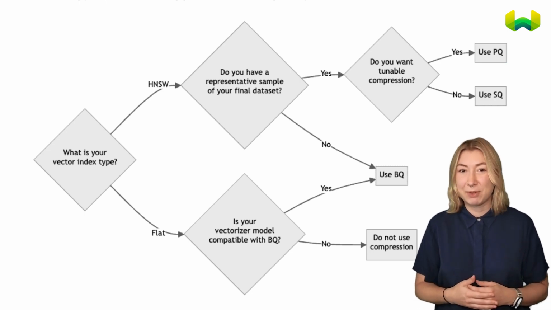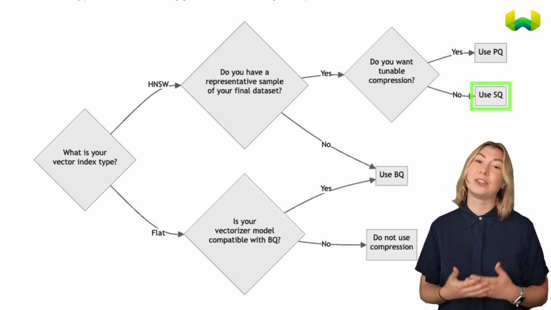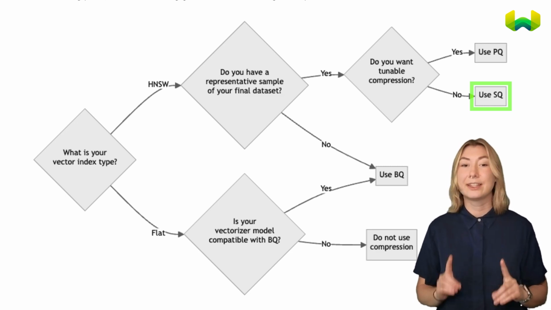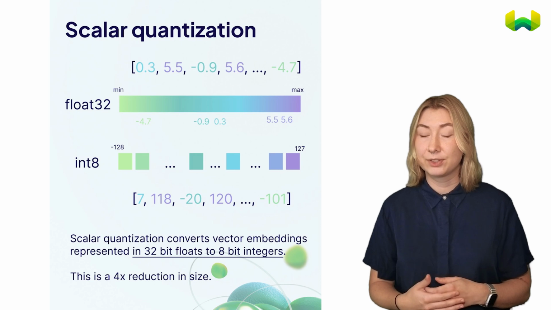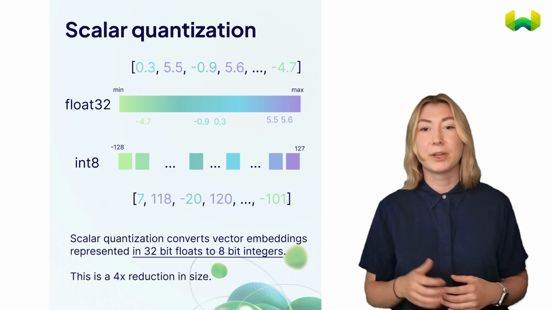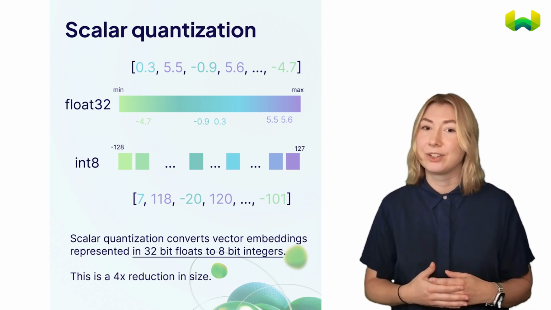If you don't care so much about tuning parameters or just want somewhere to get started, then scalar quantization is a great choice. Most users with medium to large datasets should consider SQ compression. SQ compressed vectors are 1/4 of the size of uncompressed vectors, and searches with SQ are much faster than searches with uncompressed vectors, while maintaining similar precision and recall.